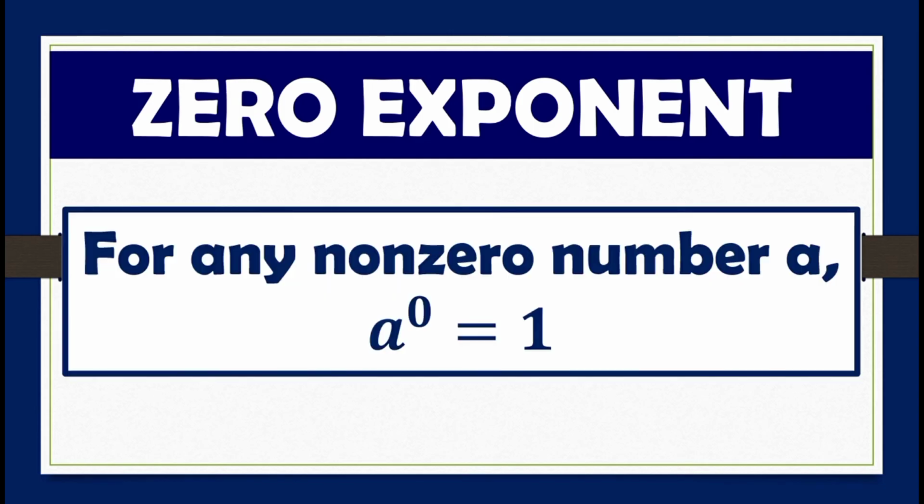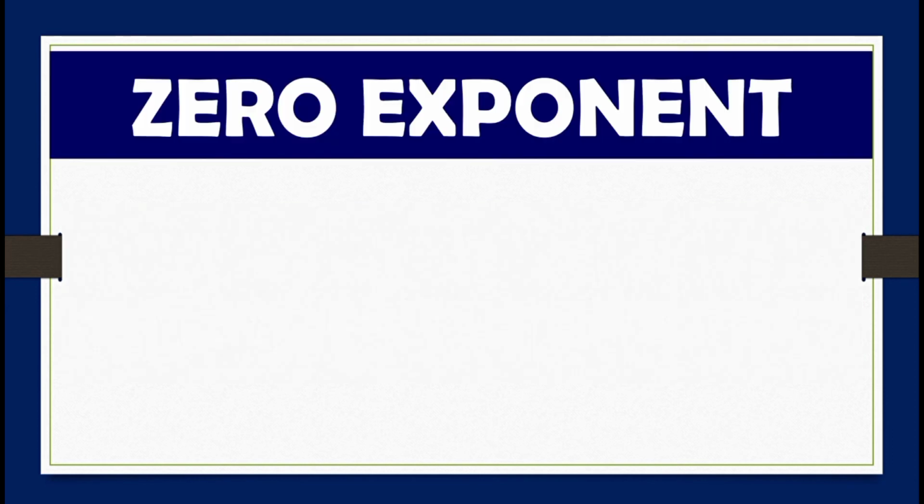Let us also discuss zero exponent. Remember, for any non-zero number a, a raised to 0 is equal to 1. This is a proof. How did we come up with 1 as the value of a raised to 0? If we have, for example, a^7 over a^7, applying the quotient of powers, all we need to do is to subtract the exponent in the denominator from the exponent in the numerator.